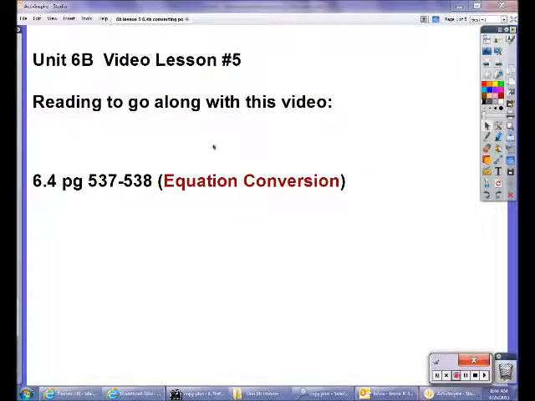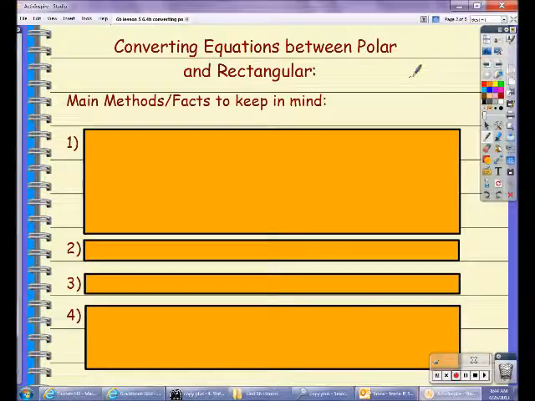You actually don't have too much reading to go along with this video because we only have one topic, equation conversion. How do you go from rectangular to polar or polar to rectangular form with equations? Now we did this with coordinates in the last video, so we're going to be moving on to something that's slightly more complicated but uses the same idea.